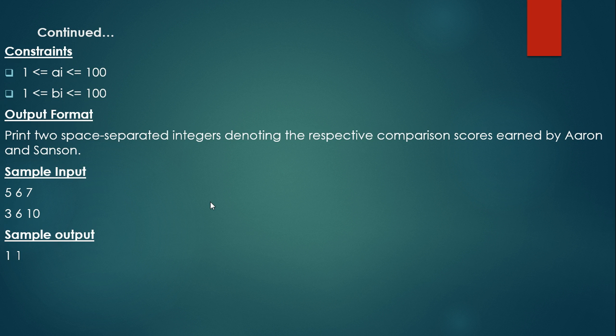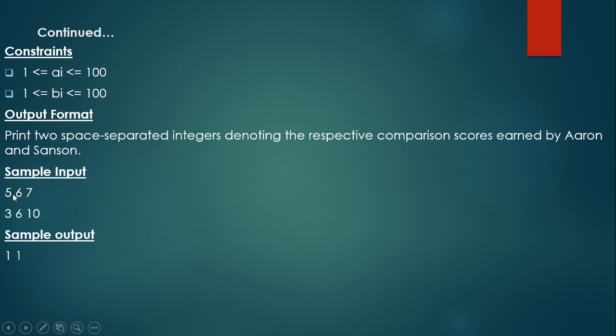And the output format is to print 2 space-separated integers denoting the respective comparison scores earned by Aaron and Samson. So this is a sample input here. We take 5, 6, 7, and then the second line is 3, 6, and then 10. Now the sample output here is 1 1. The reason being that when we compare 5 and 3, we get 5 to be 1.